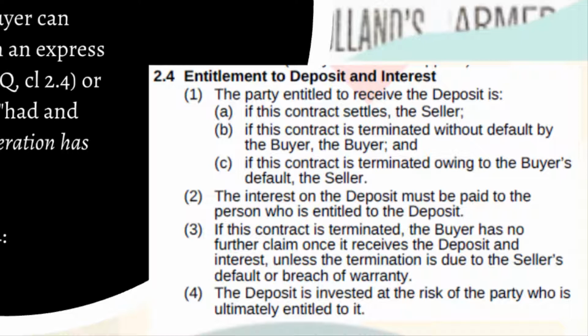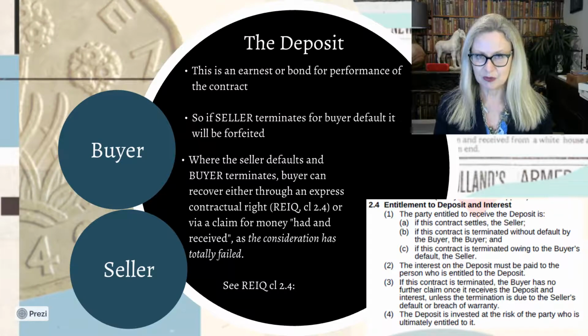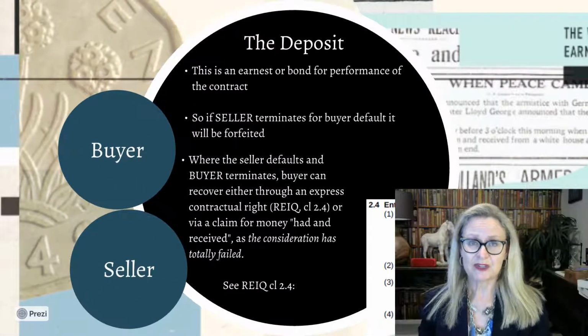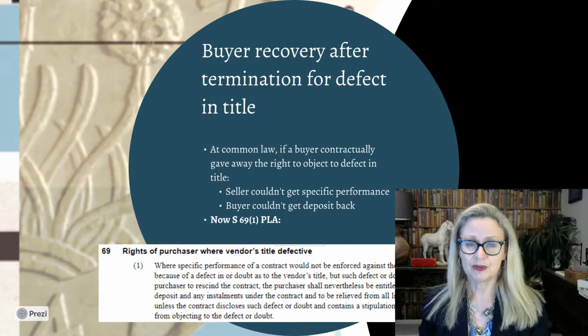Any interest goes to the person entitled to the deposit. And under sub 3, if the contract's terminated, the buyer has no further claim once it receives the deposit. This is the sub that we looked at just previously, and we know about investing the deposit at the risk there. So just a couple of specific issues to raise with you, just for your own noting.